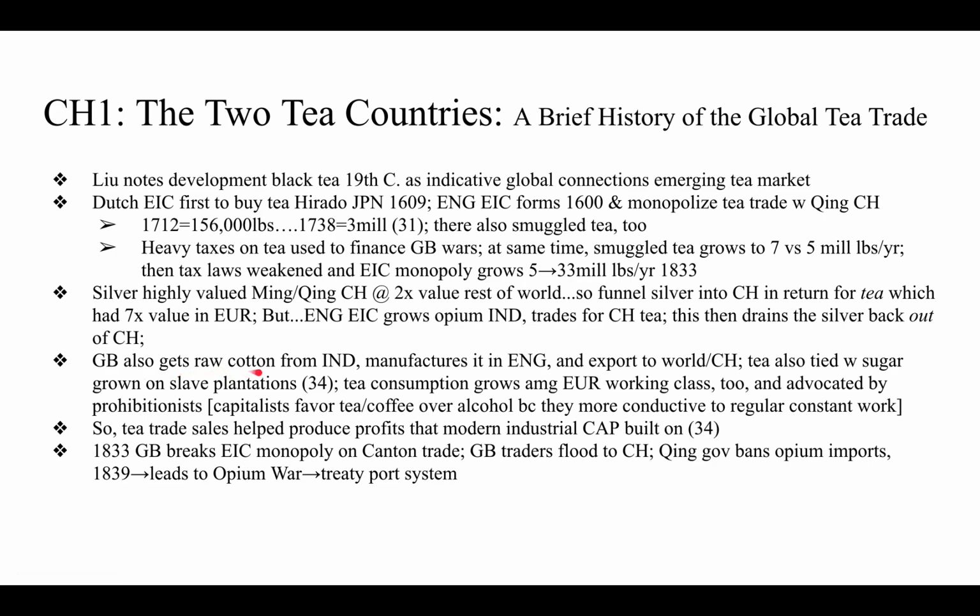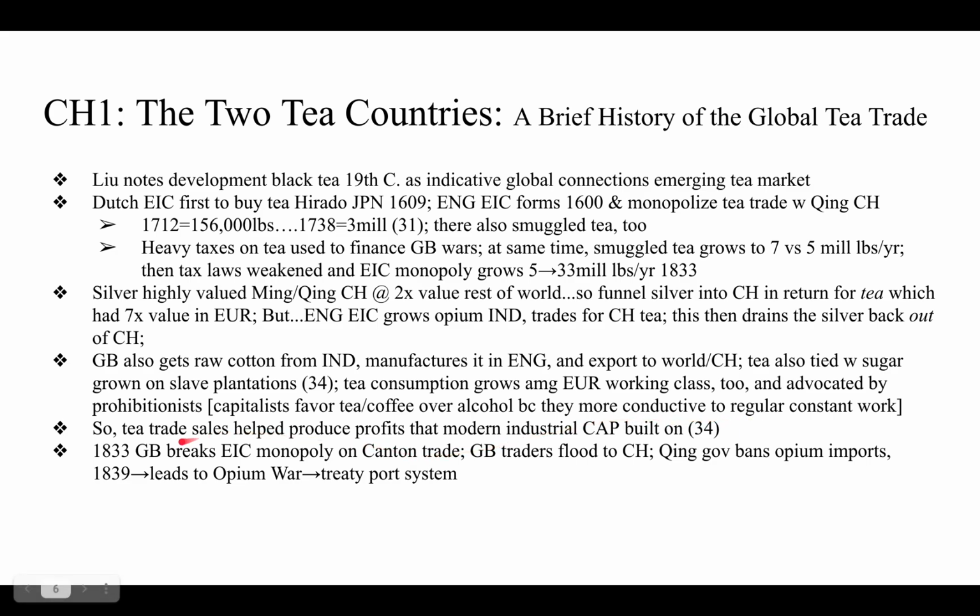Great Britain also got raw cotton from India, and then would ship this to England, where it would be manufactured into different clothes or whatever, and then exported around the world, including to China. Tea was also tied with sugar grown on slave plantations, as I've mentioned, and tea consumption grew among the European working class too, and was advocated even by prohibitionists. This is kind of interesting. Capitalists and capitalist economy, I think, still basically favor stimulants such as tea and coffee, and in certain cases, in certain countries such as Japan, methamphetamines even, over alcohol and other kinds of drugs with different effects, because they are more conducive to regular and constant work.